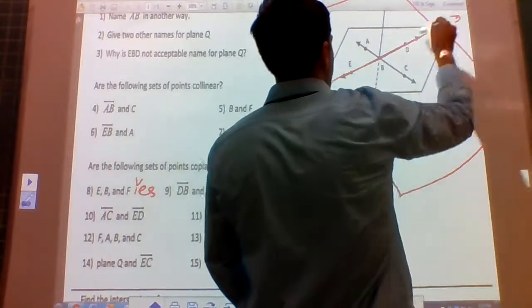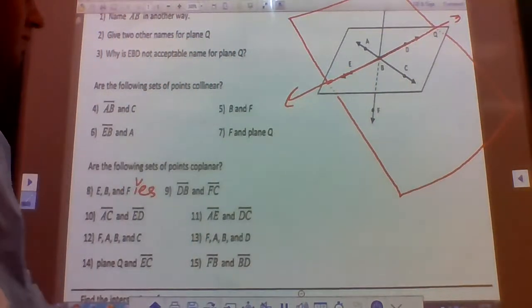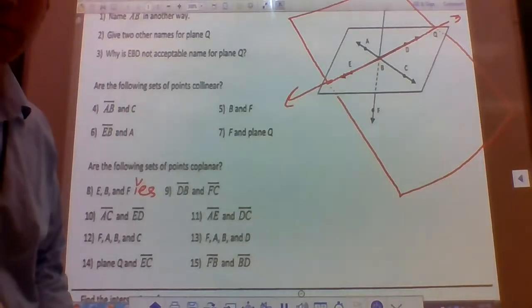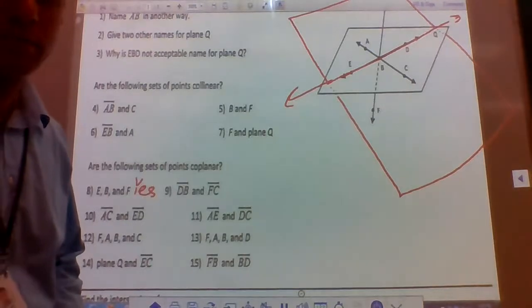Right, and this is going to be the intersection of those planes. Okay. So E, B, and F, right, are going to be on that plane.